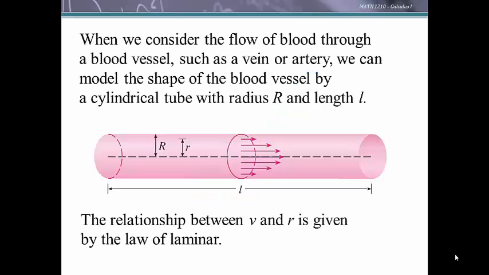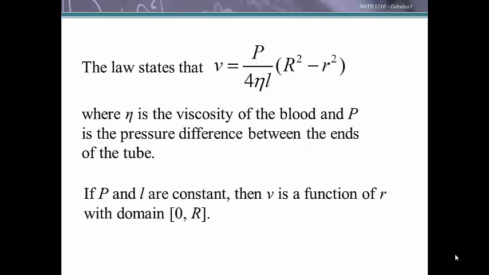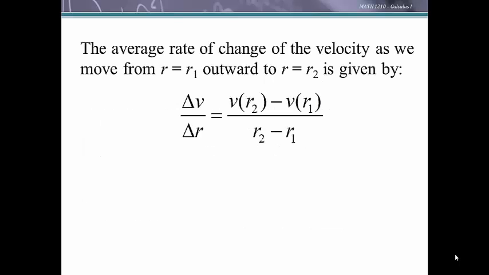If we look at the flow of blood through a blood vessel, such as a vein or an artery, we can model the shape of the blood vessel with a cylindrical tube that has radius capital R and a certain length L. The relationship between the flow of blood through this vessel and R is given by what they call the Law of Laminar flow. Here's the equation, but again, we don't need all of the details. We have the viscosity of the blood and the pressure, and if the pressure and the length are constant, then the velocity is a function of this little r.